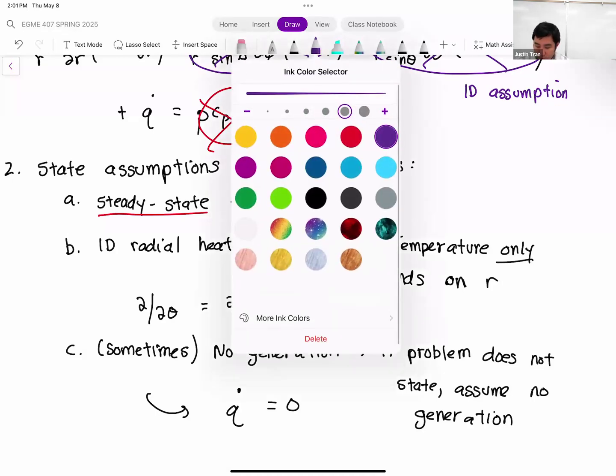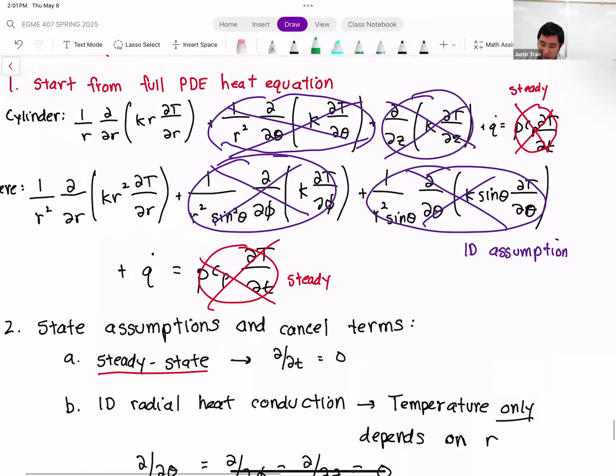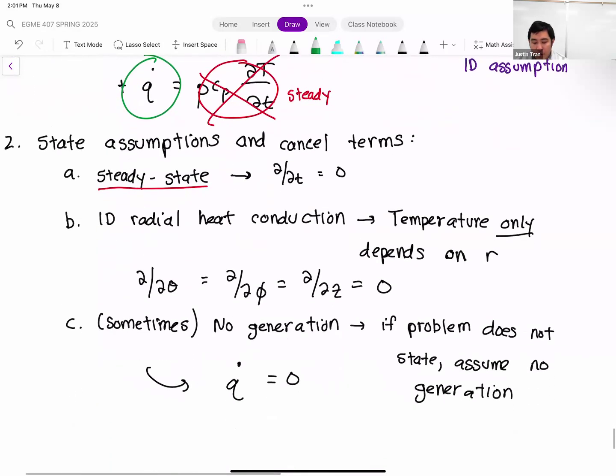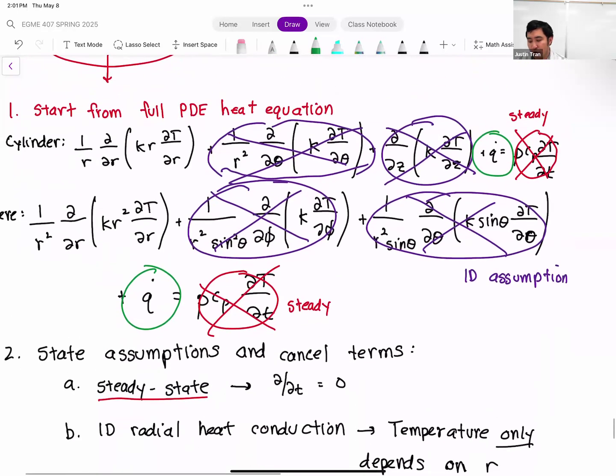And so if we go back to our equations here, we do have Q dot. So you have Q dot here, Q dot here. And so if there's no generation, then you can assume that those are 0. So step 1 to solving our heat equations is just write down the whole heat equation. Step 2, state all of your assumptions and cancel your terms. Most of the terms are going to end up canceling, and so the only terms that should be left are going to be the terms that involve derivatives with respect to R.